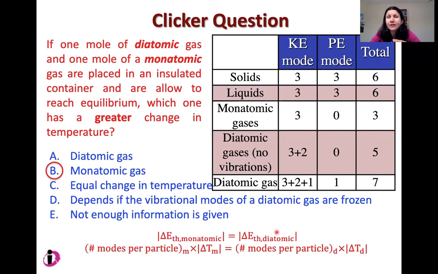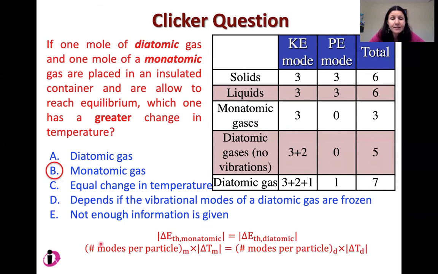What conservation of energy tells us is that as they come to thermal equilibrium, whatever heat one is losing, the other one has to gain. So whatever change in thermal energy one gas has, it has to be equal and opposite to the change of thermal energy of the other gas because it's a closed system. Here we only care about the magnitude. So the magnitude of the change in thermal energy of the monatomic gas has to equal that of the diatomic gas.